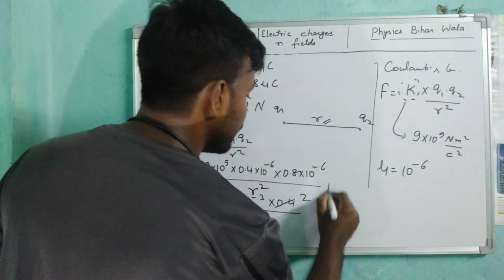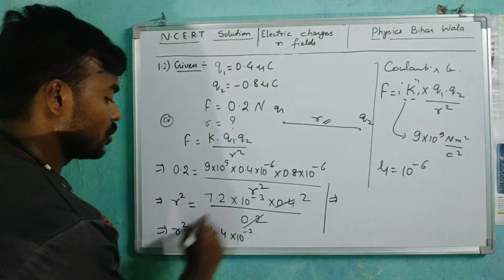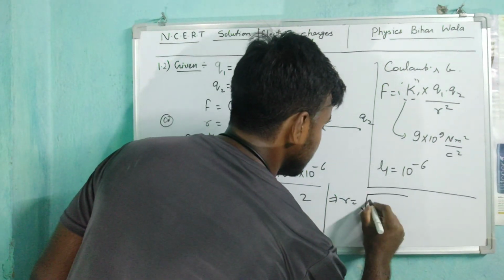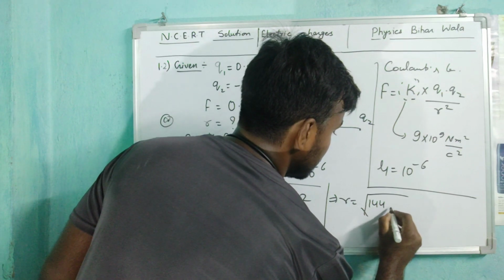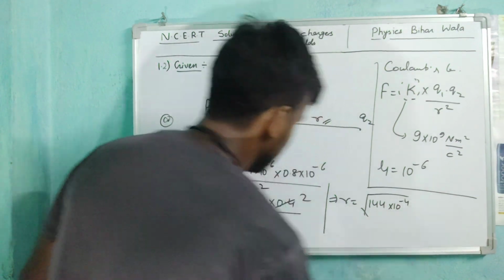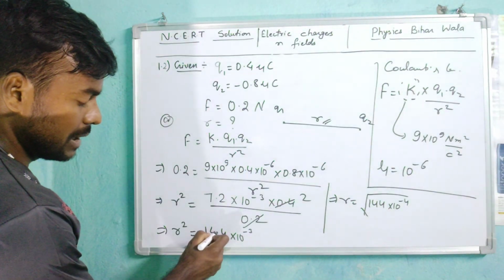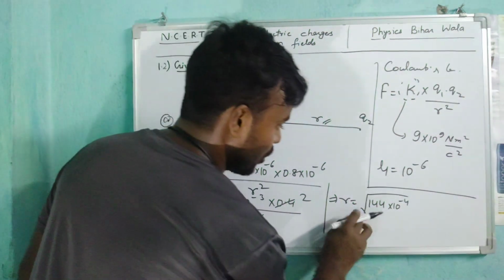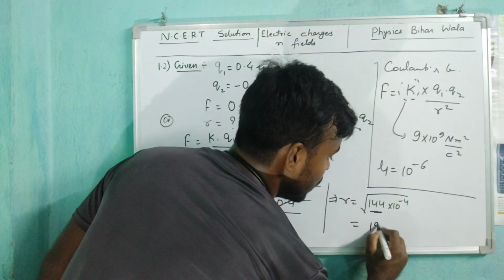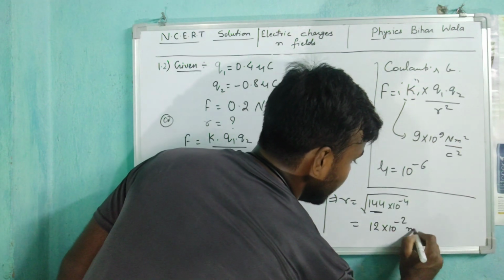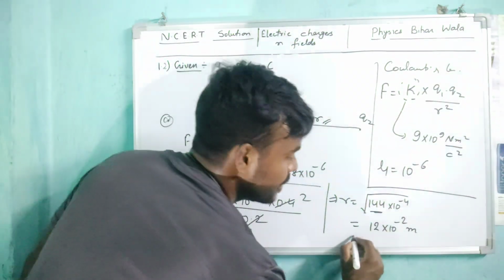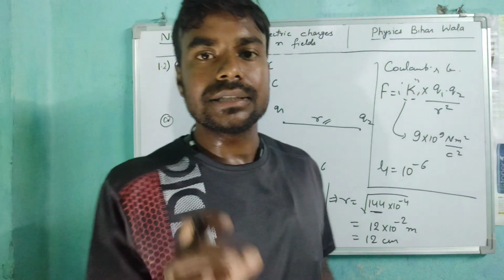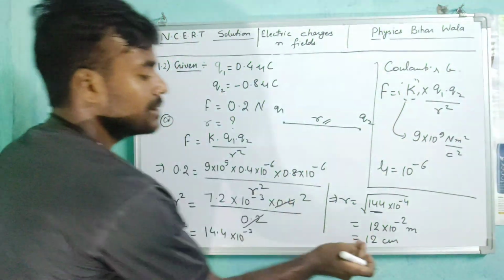So when we solve the value of this R square, we know the mathematical relation. So, under root, 144 into 10 to the power minus 4. See, this decimal point has gone down and automatically it is 10 to the power minus 4. Okay, I'm not wrong. So when we solve it, 12 into 10 to the power minus 2 meter. When we convert it into centimeter, we get the answer 12 centimeter. So clearly we have seen the distance of separation between these two charged particles is 12 centimeter.